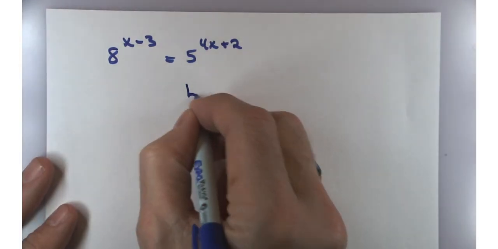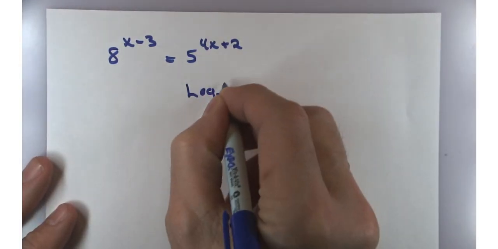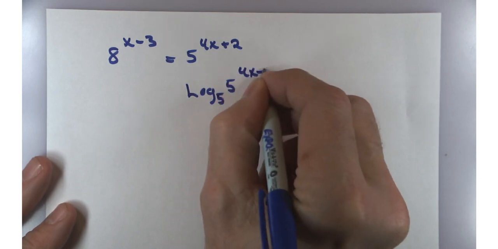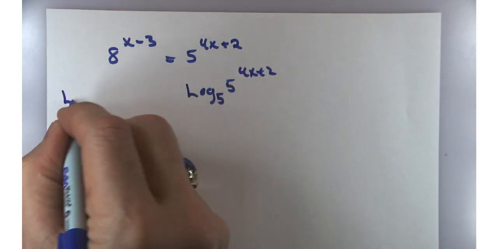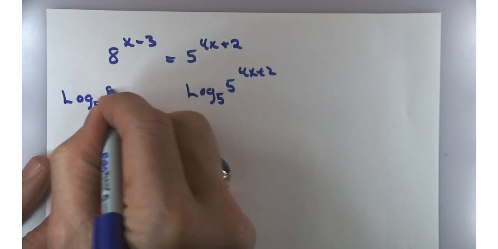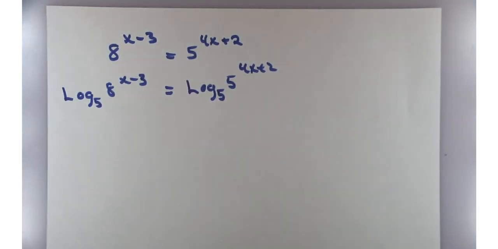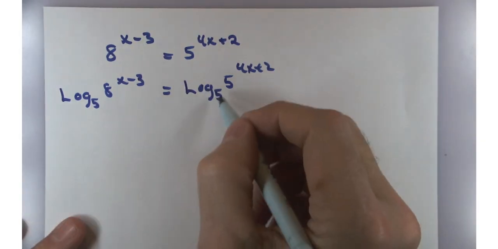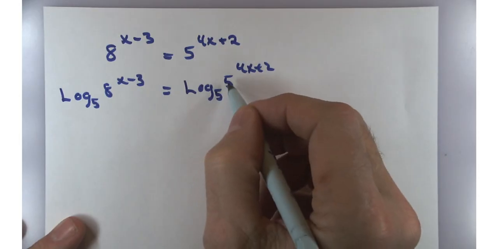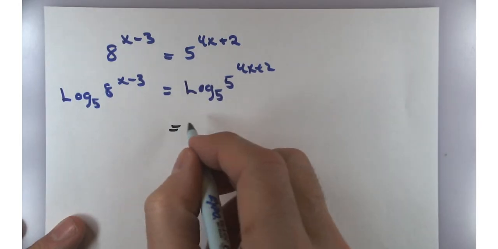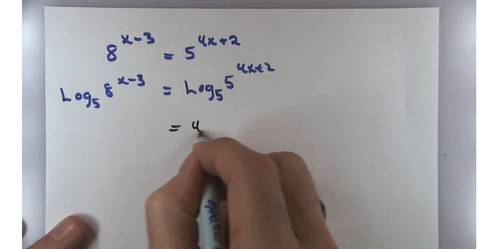So that's going to be log base 5 of 5 to the 4x plus 2. And that's going to equal log base 5 of 8 to the x minus 3. Now the nice thing is the simplification we get here. How does the right-hand side simplify? The 5 gets canceled out by the log. Yeah. The exponential function and the logarithmic function cancel each other out. So what's left, Josh? 4x plus 2.